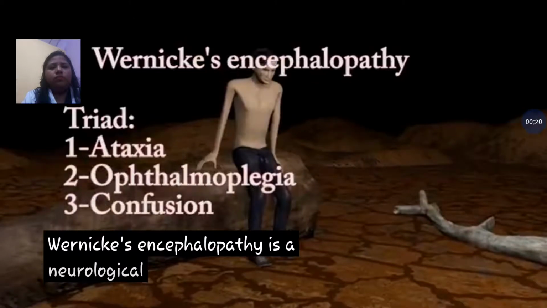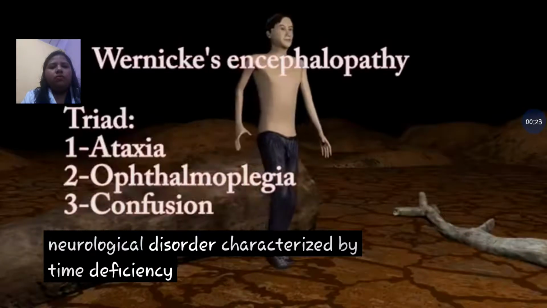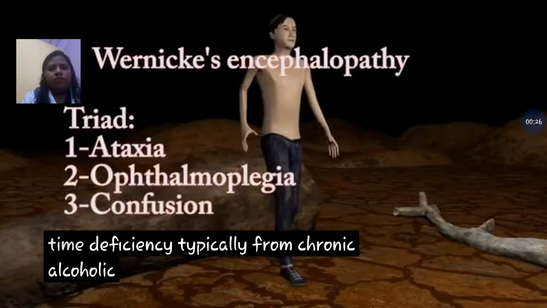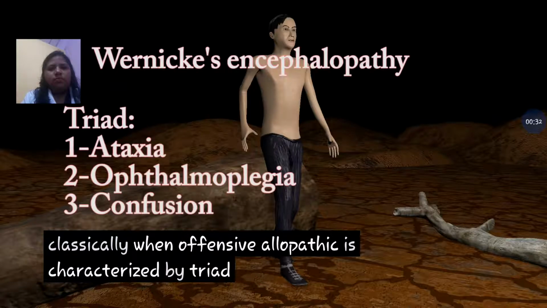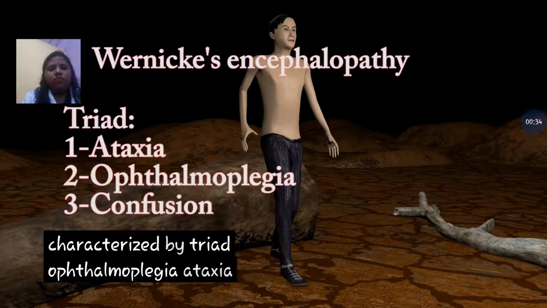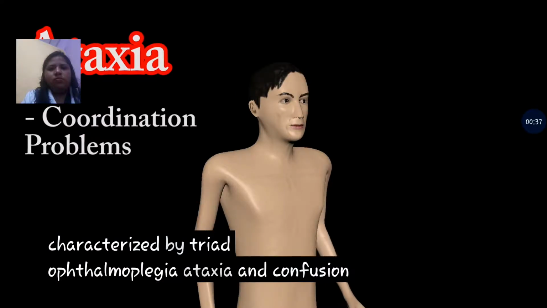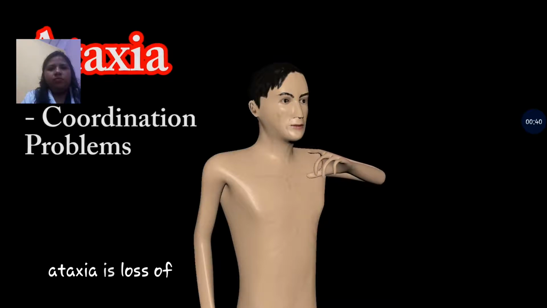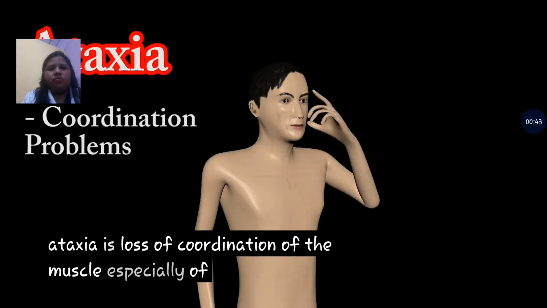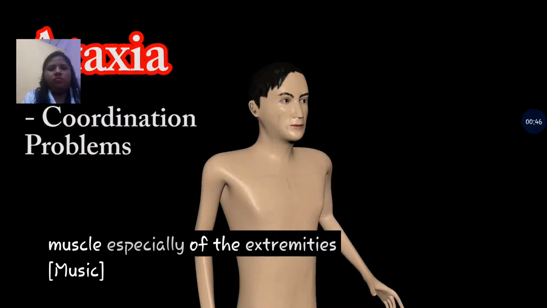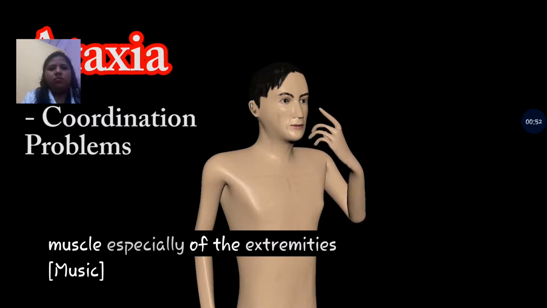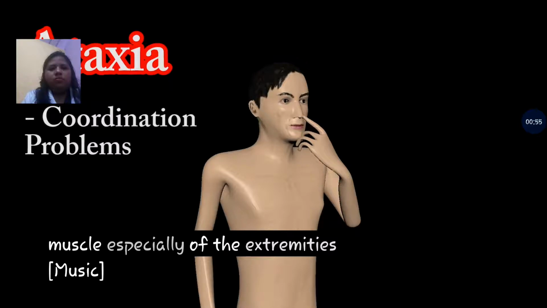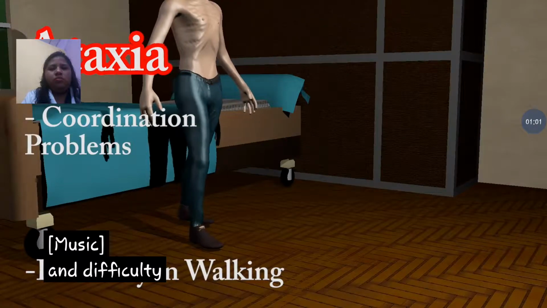Wernicke's encephalopathy is a neurological disorder characterized by thiamine deficiency, typically from chronic alcoholism or persistent vomiting. Classically, it is characterized by the triad of ophthalmoplegia, ataxia, and confusion. Ataxia is loss of coordination of the muscles, especially of the extremities, and difficulty in walking.